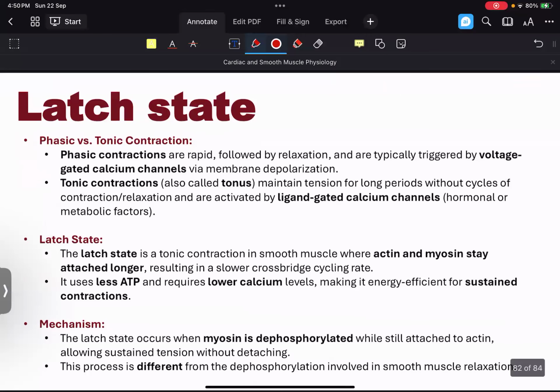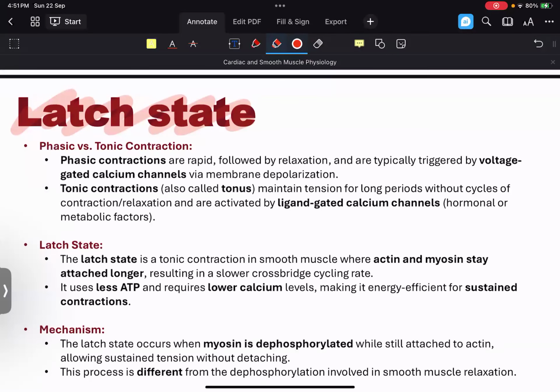And we're reaching the last concept, okay? Basically, we're talking about a latch state, and to explain it very simply, first of all, I do need to bring your attention to this. Phasic contractions are usually triggered by voltage-gated calcium channels. And you memorize this in case he brings it as an MCQ. Tonic contractions are usually done by ligand-gated calcium channels, okay? So remember how we said there's two types of contractions, phasic and tonic? Just memorize what channel causes what type of contraction.